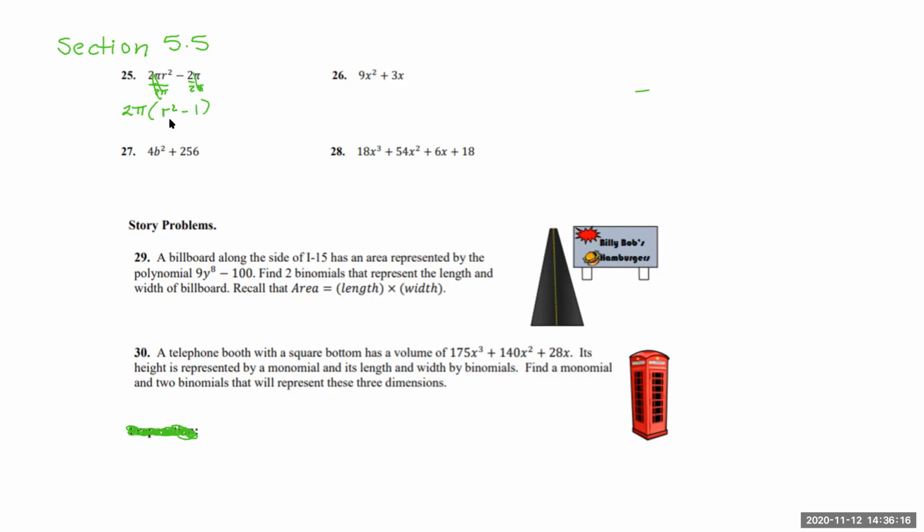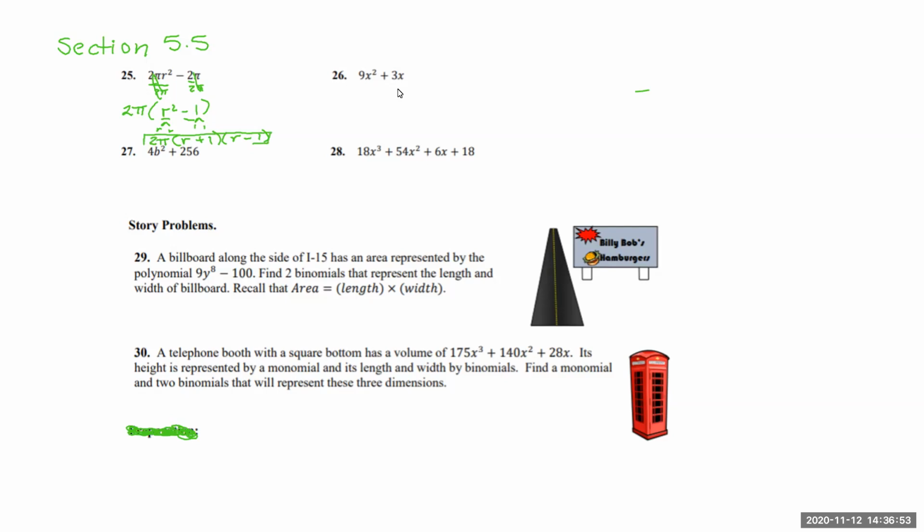If we look here, this is actually a special binomial. The r squared can be split into r and r, and the 1 can be split into 1, 1. So it's a perfect squared binomial. How we do this is we put r and 1 inside some parentheses, leave a space in between, and then you just need a plus and minus sign in between there. So when we multiply back out, it will come back to be r squared minus 1. And then we just put 2 pi out front, and there is your answer for 25.